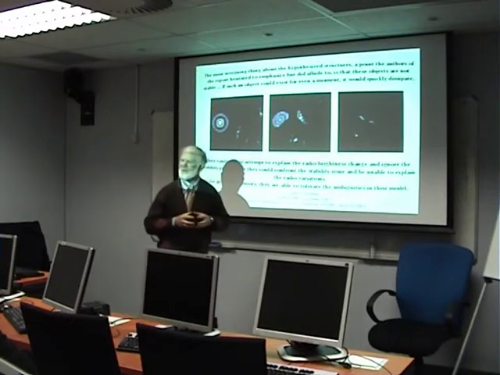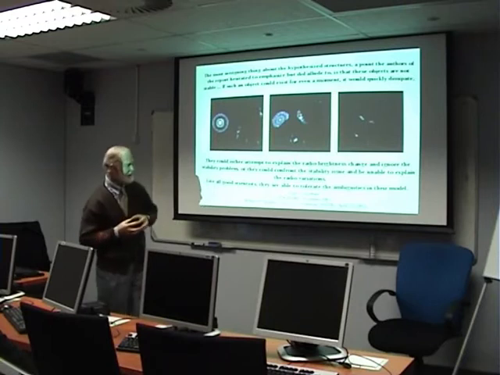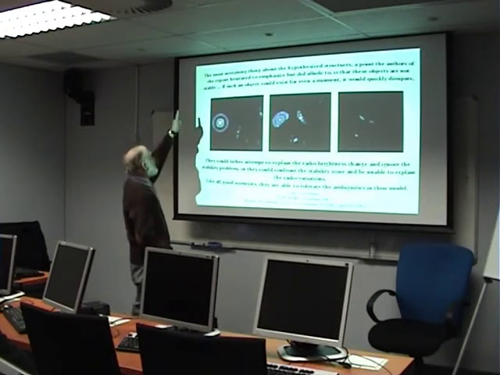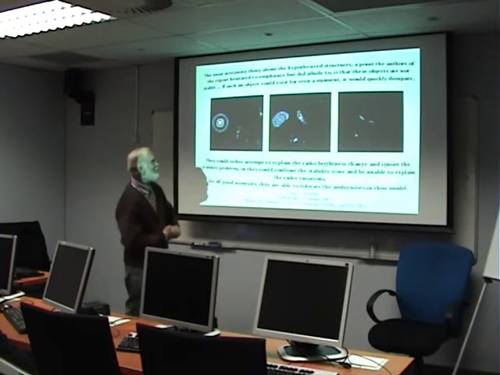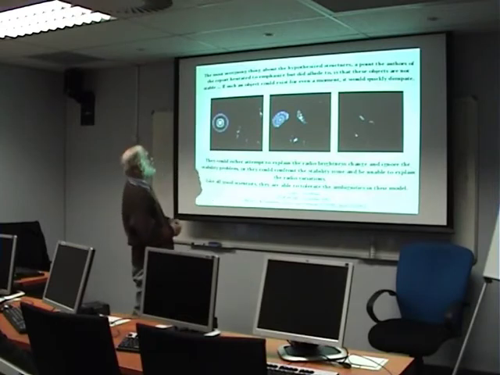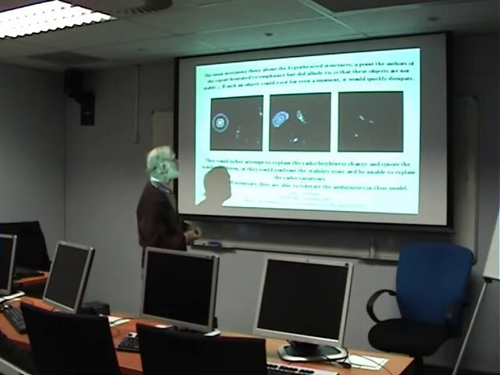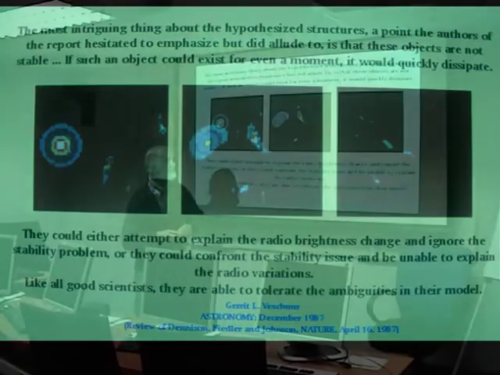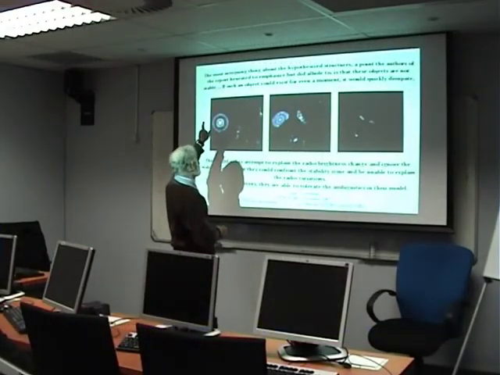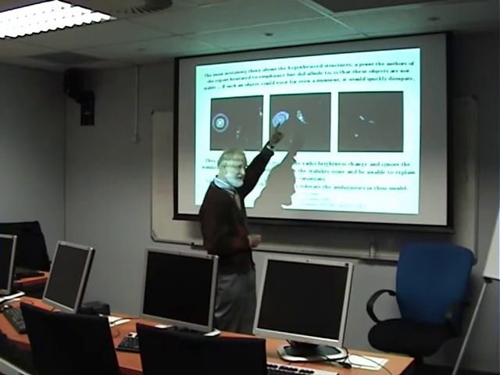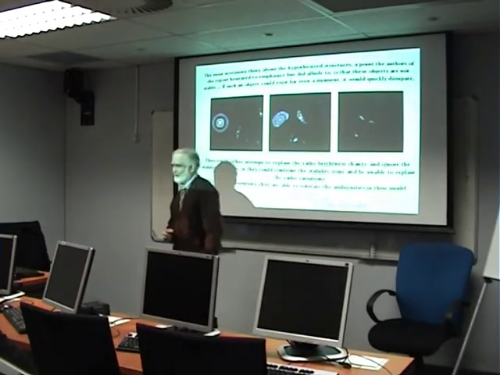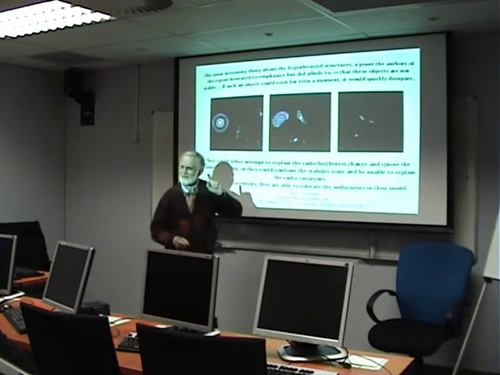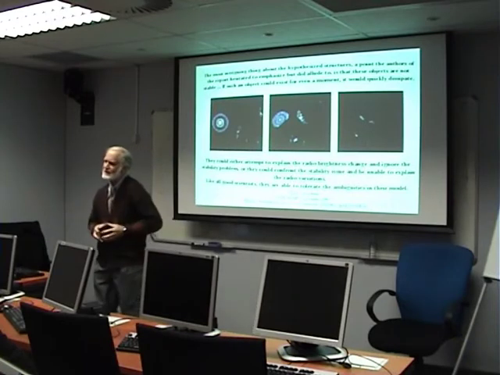Now, this paper was reviewed in Astronomy by Gerrit Verschuur. Let's see what he had to say about this paper. The most intriguing thing about the hypothesized structures, a point the authors of the report hesitated to emphasize but did allude to. They skated over it, but they knew about it all right. These objects are not stable. If such an object could exist for even a moment, it would quickly dissipate. They know that. They did allude to it, but they skated over it.